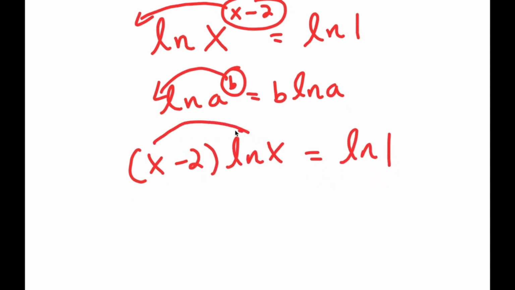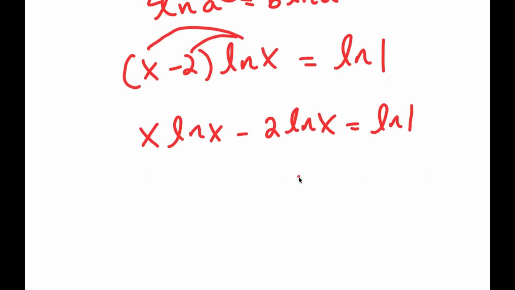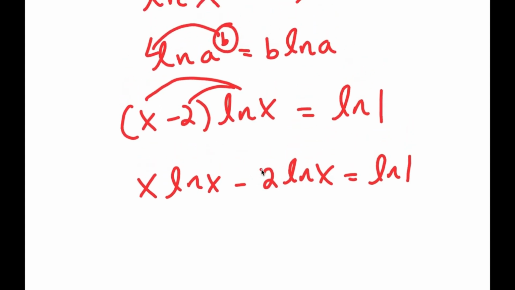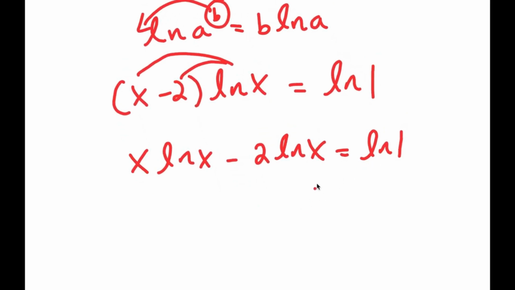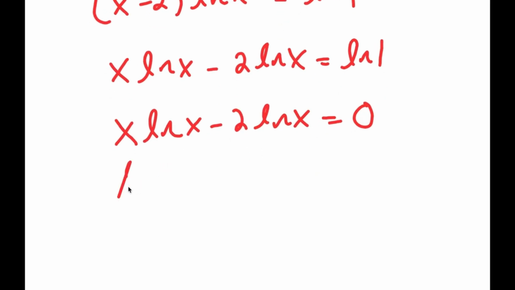Now I can distribute the ln x. So I get x times ln x minus 2 times ln x is equal to ln 1. And ln 1 equals 0. So now I get x times ln x minus 2 times ln x is equal to 0. Now I'm going to go back and factor out ln x. So I get ln x times x minus 2 is equal to 0.